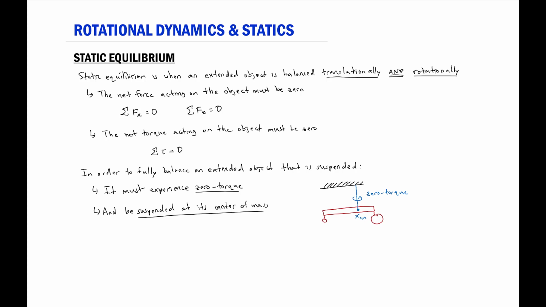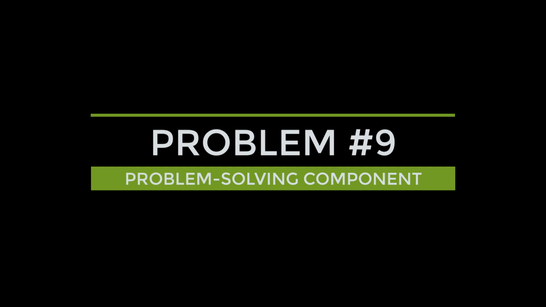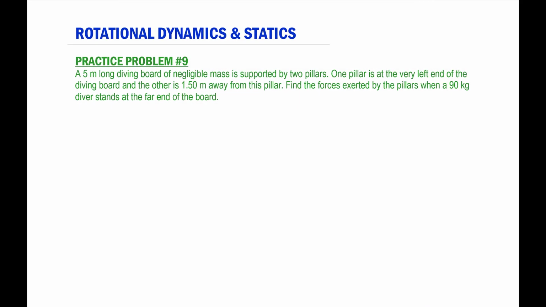Now let's go through a few practice problems related to static equilibrium. Let's go through a practice problem. So, a 5-meter long diving board of negligible mass is supported by 2 pillars. One pillar is at the very left end of the diving board, and the other is 1.5 meters away from this pillar. Find the forces exerted by the pillars when a 90-kilogram diver stands at the far end of the board. So let's first make a plan.